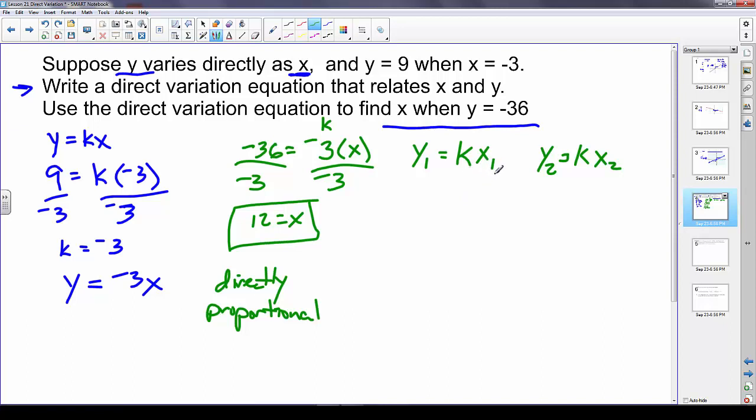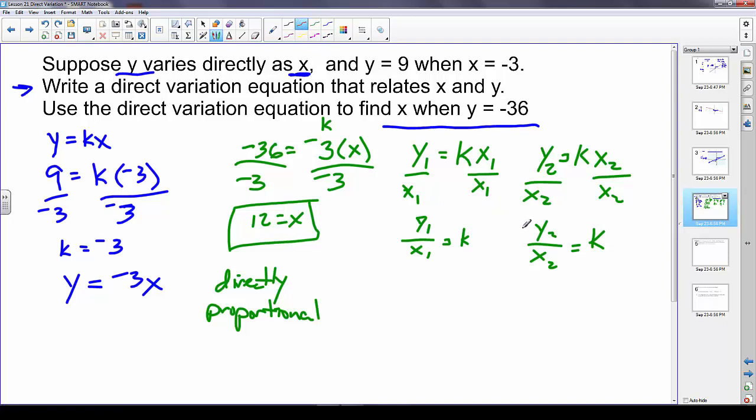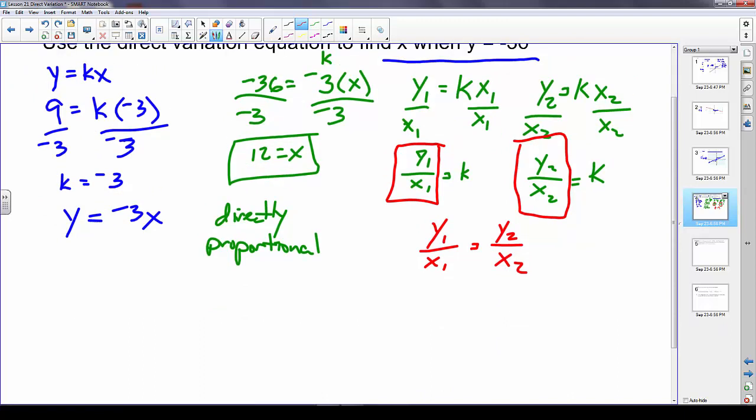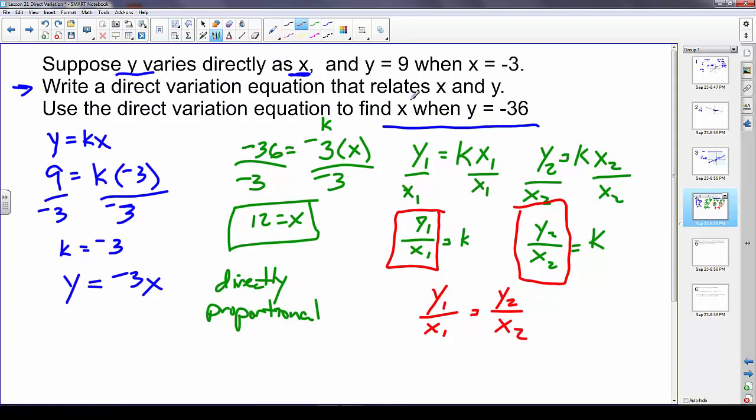Now notice in each case I can divide each side by my x term. Here I get y1 over x1 is equal to k. And notice, divide by x2 in each case, and I get y2 over x2 equals k. And in this case, you'll notice that this term is equal to k, and this term is equal to k. If both those terms are equal to k, then they're also equal to each other. And this is why I say a direct variation is also the same as directly proportional. So here's my proportion.